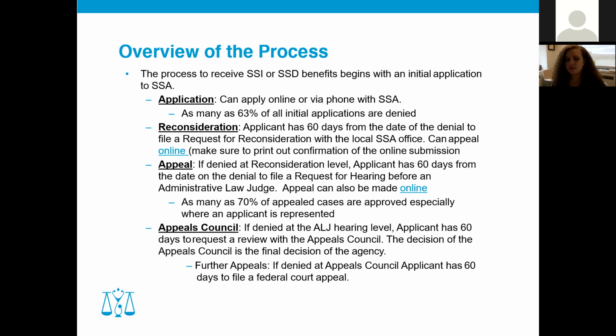So the good news is as many as 70% of appeal cases are approved, especially where an applicant is represented. So that's sort of where we come in and make sure that they have everything that they need. If it is denied at the administrative law judge level, then there are 60 days to request a review with the appeals council, and that decision is the final decision of the agency. Any further appeals would require federal court. So we normally don't represent at the appeals council level. It's usually just up to the appeal level.